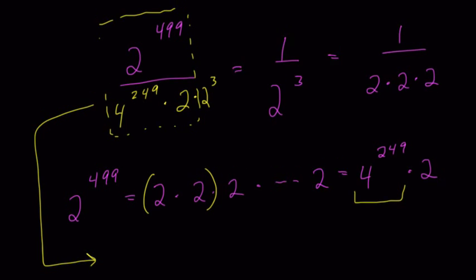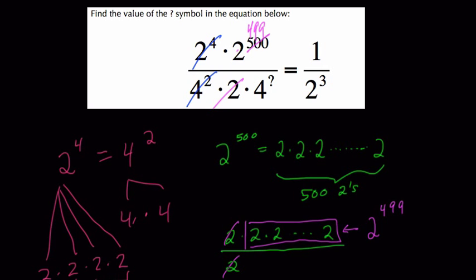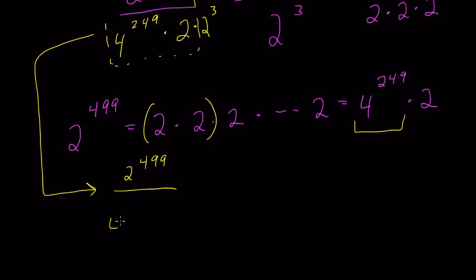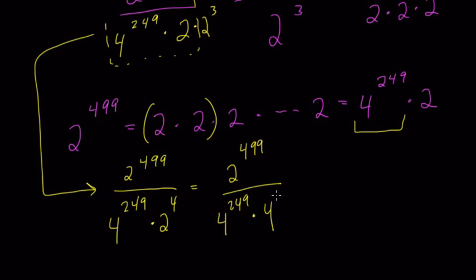Here, if we go back, we want to know: 4 to what power makes all this stuff cancel out? In other words, can we express all of this stuff here as a power of 4? Absolutely. How? Well, 2 to the 499th power is still in that numerator. We're just evaluating this and looking at it. In the denominator, we have 4 to the 249th. What would this be? 2 times 2 to the 3rd equals 2 to the 4th. So it's times 2 to the 4th, and we said earlier that equals 4 squared. So we can think of this as 2 to the 499th over 4 to the 249th times 4 squared.